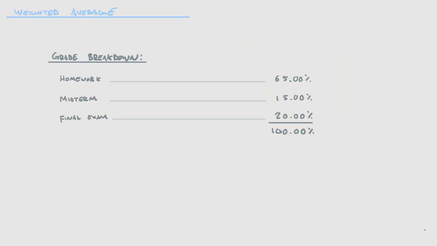But that's not typically how classes work, especially at the college level. Usually on any syllabus that you're given, you have a section that goes over an overall grade breakdown. Here I've got a pretty simple one with only 3 categories, but oftentimes there's more, like 5 or 6. The idea is the same. Let's say that in this class, homework is worth 65%, the midterm is worth 15%, and the final exam is worth 20% of your overall grade. These are percentages of your overall grade, which means we want them to add up to 100% so that 100% of your grade is allocated to the 3 main categories.